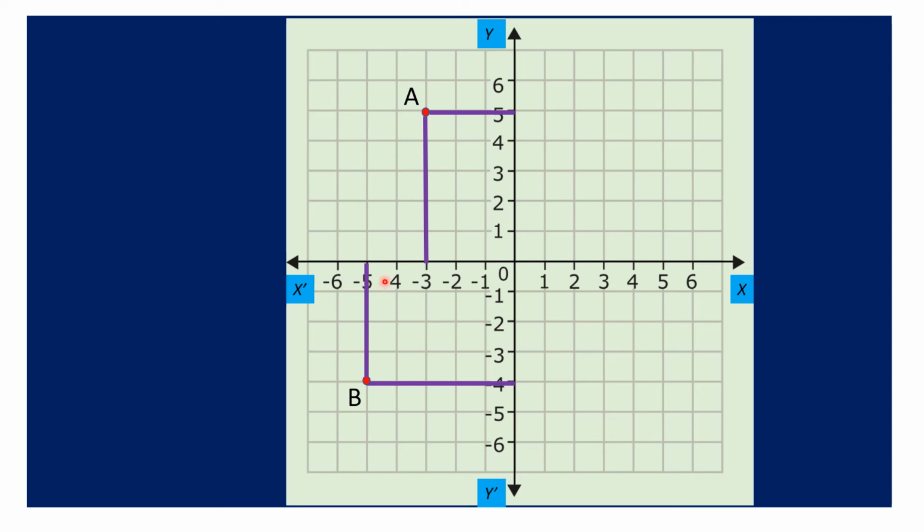And what about B? What is B? B is again x-axis first. So minus 5, then minus 4. So minus 5, minus 4, right?